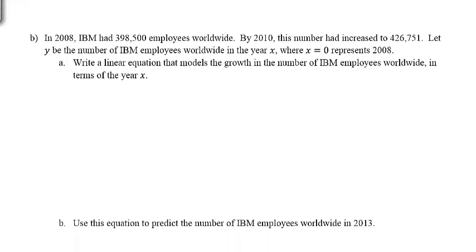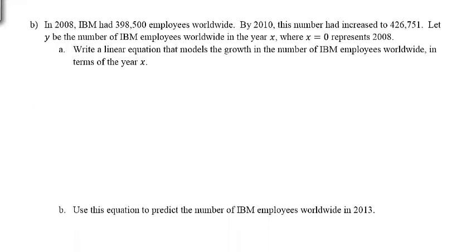All right, so our next one here. In the year 2008, IBM had 398,500 employees worldwide. By 2010, the number had increased to 426,751. Let y be the number of IBM employees worldwide in the year x, where x equals 0 represents 2008. First, we want to write the linear equation that models the growth in the number of IBM employees worldwide in terms of the year x. So they've told us that x equals 0 represents 2008. So this is year 0. And so 2010 then would be year 2.